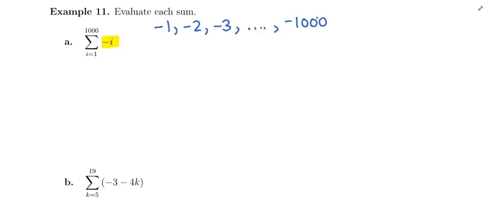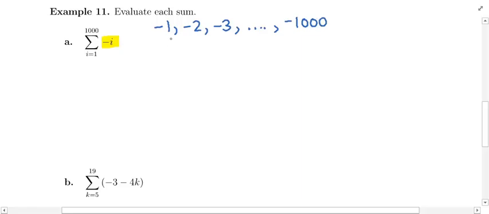Well, the reason I wrote it out is that it's really helpful to see how your terms are behaving. You can see that this is arithmetic. To go from this term to this term, I have to subtract 1. Negative 1 minus 1 gives you negative 2. To go from negative 2 to negative 3, I also subtract 1. To go from one term to the next, we are subtracting 1. That means our d value is negative 1.